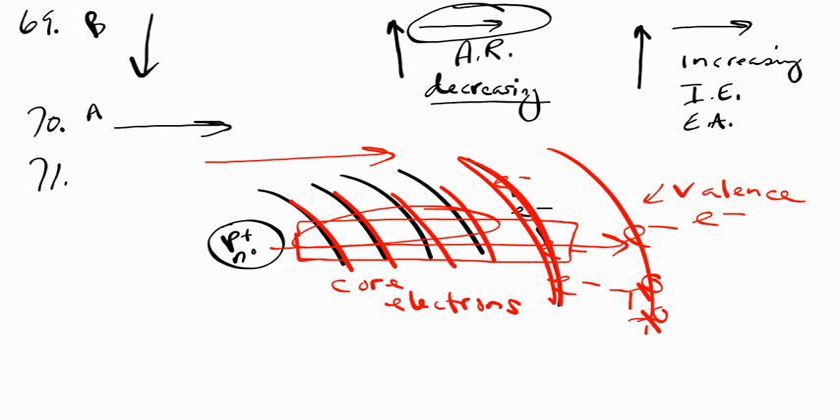So number 71. What causes the shielding effect to remain constant? A. I'm sorry, no, it's actually B. Electrons are added. Whoa, what causes the shielding effect to remain constant? The answer is A, actually. Electrons are added to the same principal energy level. The answer is A, actually, for that one. So I messed up. I gave you B, I think. I apologize. I'll give you a point.